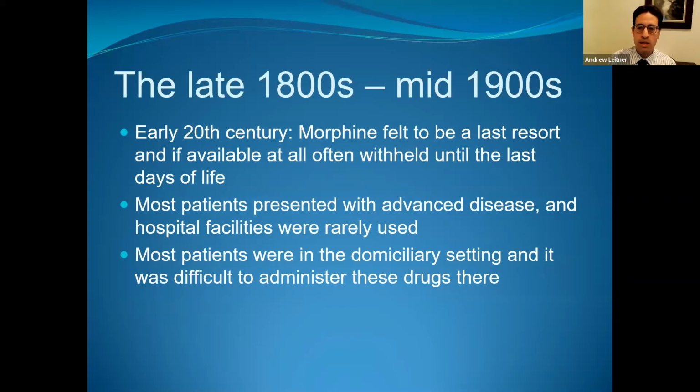So at that point, leading into the early 20th century, morphine was felt to be just a last resort. It was often not used at all, and if it was used, it was in the last days of life. And these were patients, especially with cancer, who almost always presented with advanced disease. Hospital facilities were rarely used for these patients. They were either at home or in a domiciliary setting, and it was difficult to administer those drugs there.